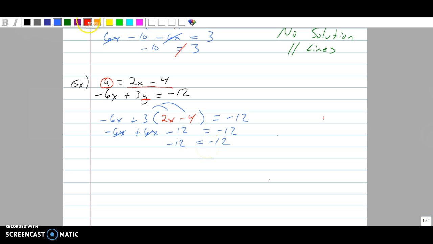So if the variables eliminate and what remains is true, this is going to be, you guessed it, infinite solutions, because it turns out they are indeed the same line. Variables eliminated, but the remaining thing is true. They are the same line.